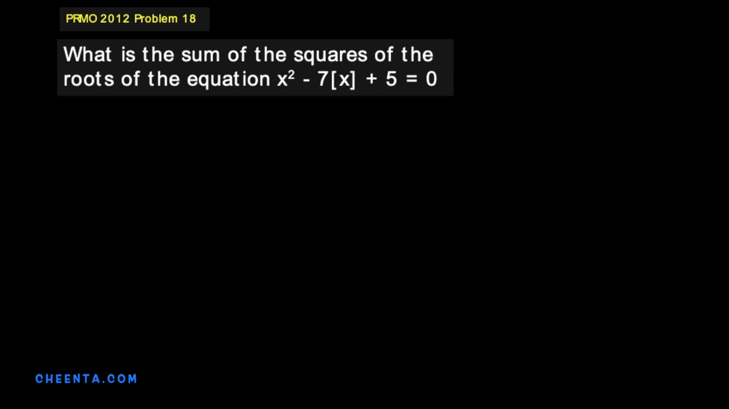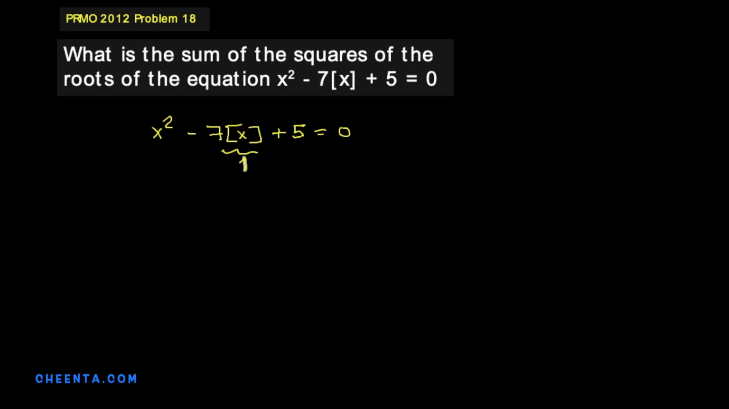This beautiful little problem is from an Indian Olympiad. It's the pre-regional math Olympiad, and it deals with a funny looking equation: x square minus 7 times box x plus 5 equal to 0. Naturally, we are curious what this box x is.